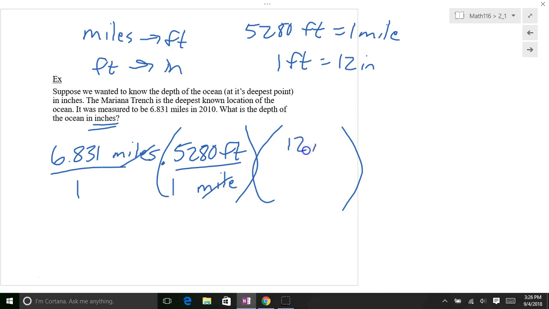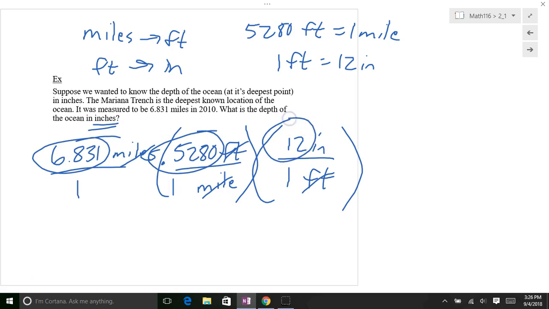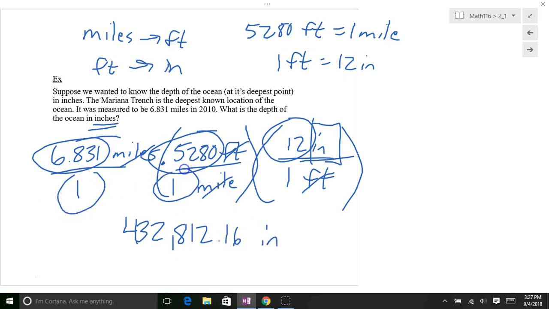So we know that there's 12 inches for every 1 foot. The reason I put 12 inches over 1 foot instead of 1 foot over 12 inches is because I need the feet over the feet to cancel right there. And now I just multiply 6.831 times 5280 times 12. Notice we're in inches here, and that gives us 432,812.16 inches. Notice this is all over 1 times 1 times 1, so we don't need to write it over 1.